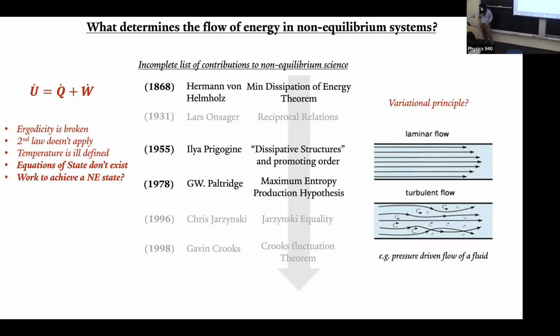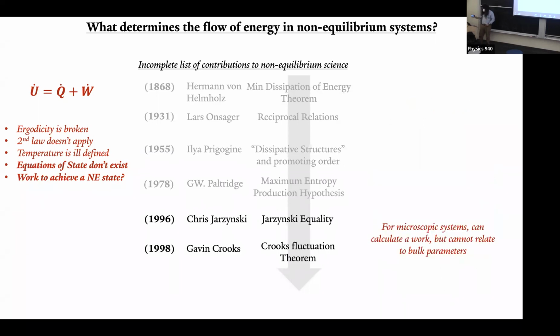There has been a lot of work, of course. This is a very incomplete list, but there has been a lot of work to try and understand, for example, what governs dissipation far from equilibrium. There have been suggestions that dissipation can be optimized, either maximized or minimized. One such example is a pressure-driven flow in which you could have either laminar flow or turbulent flow. So it's unclear if there are any general rules in this sense. There are general rules for microscopic systems. The pioneering work from Chris Jarzynski allows us to relate the work invested to establish a non-equilibrium state to its free energy, and this applies arbitrarily far from equilibrium.